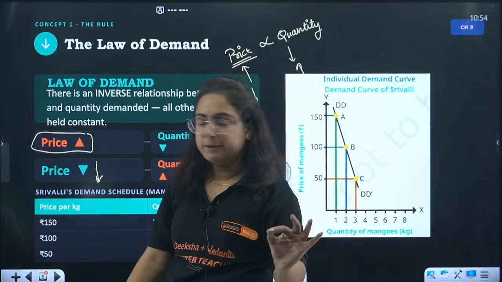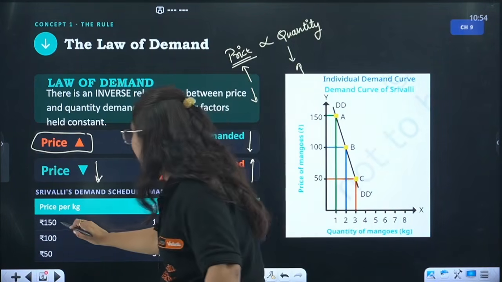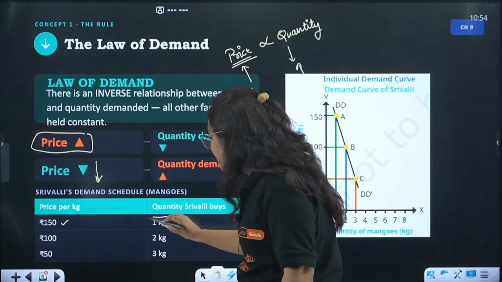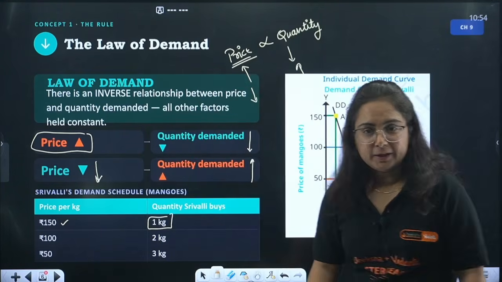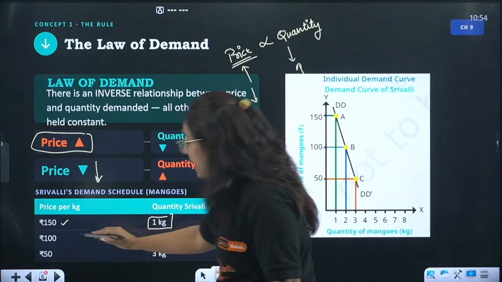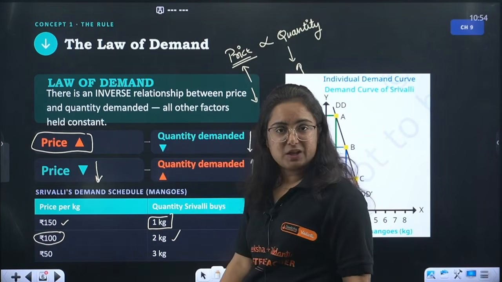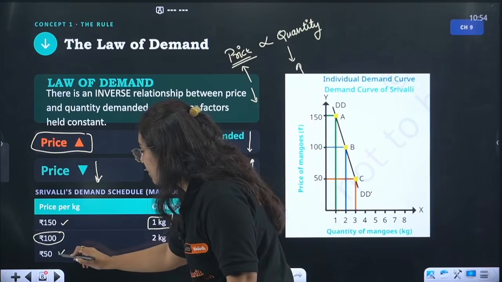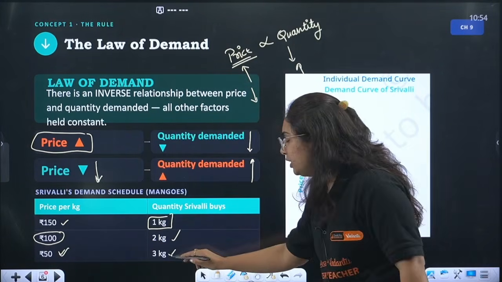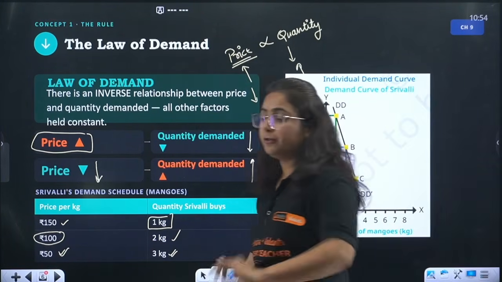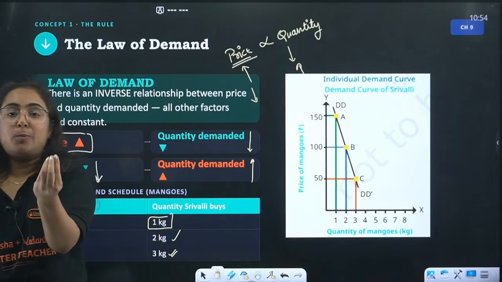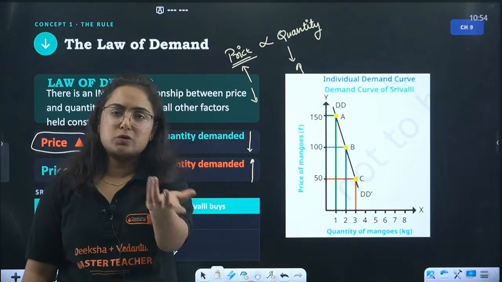Like for example, if the mango is 150 rupees per kg, you will just buy 1 kg of it. But if the same mango is 100 rupees, you will buy 2 kg of it. And if the mango is 50 rupees, then you can buy 3 kgs of it, because the money in your pocket allows you to do so.